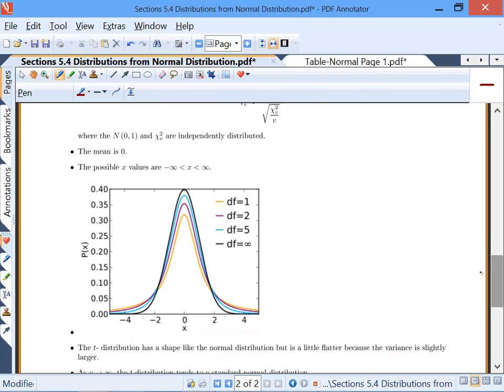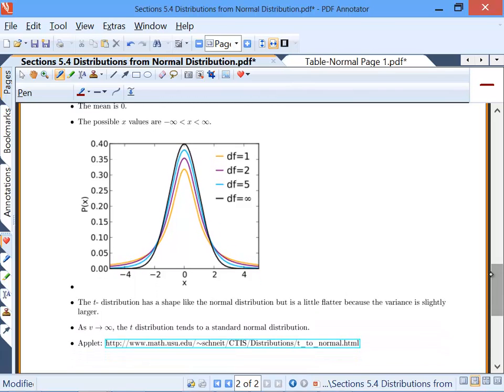And this is what it looks like for different degrees of freedom. At 1 degree of freedom, we have this orange line. Then we move up to the purple at 2 degrees of freedom. 5 degrees of freedom is the blue, and infinite degrees of freedom is the black. Notice that the T distribution looks a lot like the normal distribution, but it's just a little bit flatter because we have a slightly bigger variance. And as v goes towards infinity, the T distribution tends towards a standard normal distribution. Remember, standard normal has a mean of 0, standard deviation of 1.